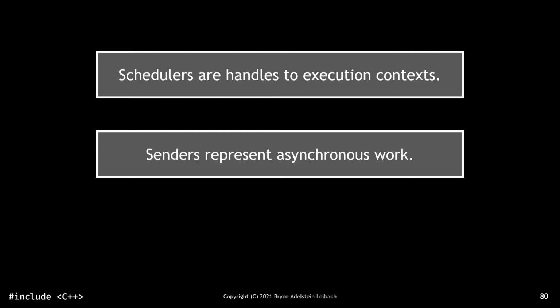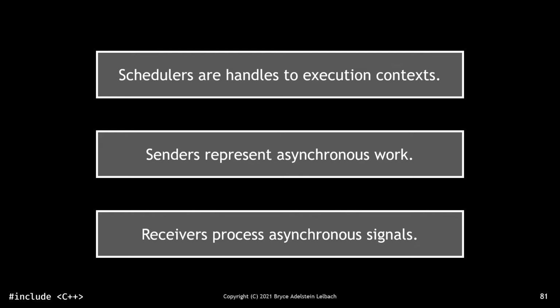There are three key concepts in this model: schedulers, senders, and receivers. Schedulers are handles to execution contexts. Schedulers produce senders. Senders represent asynchronous work that will eventually send a signal. They can be composed together with sender algorithms to form task graphs. Receivers process asynchronous signals from senders.